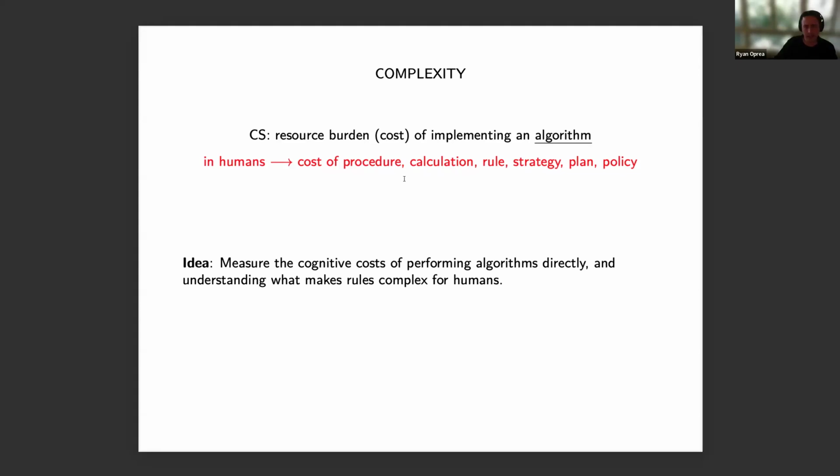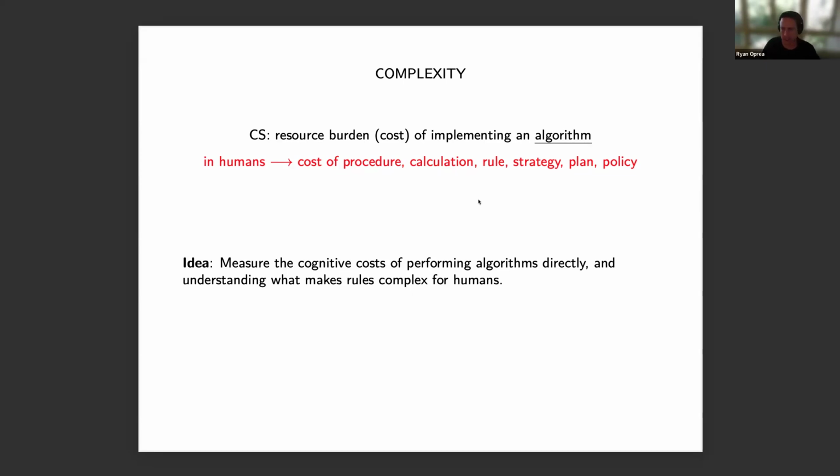So you could think of an operationalization of complexity in humans as the cost of the algorithmic structure of performing these types of rules. So the idea in this paper, and in the kind of research agenda it's attached to, is to try to measure these cognitive subjective costs of performing algorithms directly and use this to understand what makes rules, what makes procedures, what makes algorithms complex for humans to implement.